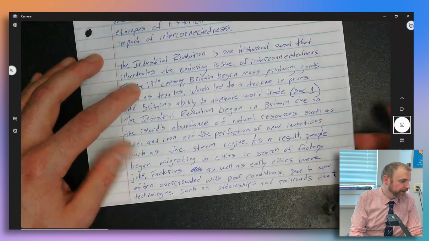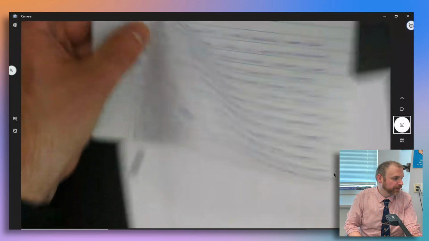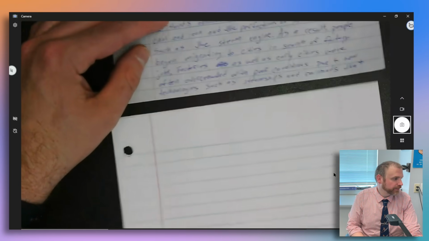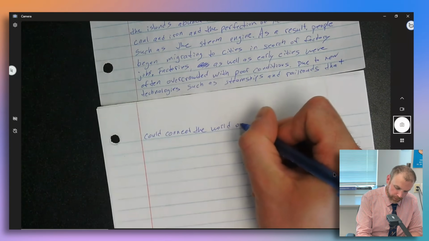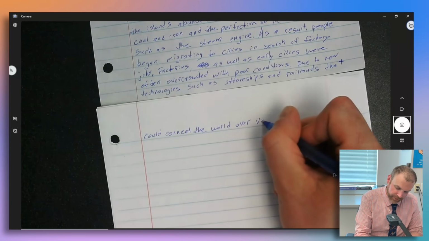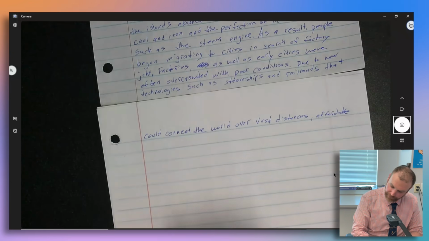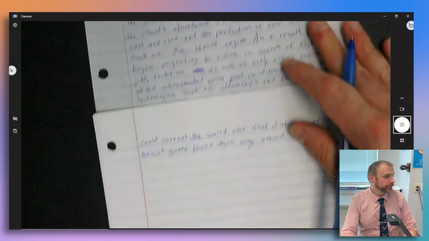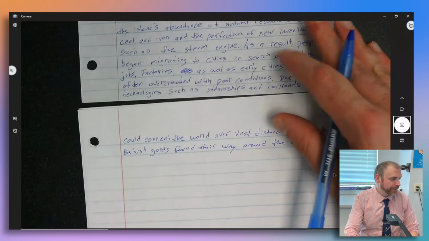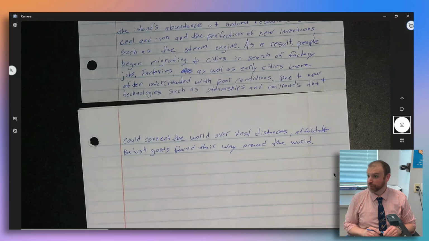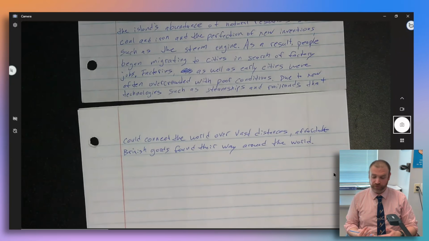Just going to have to turn the page here. I'll go back if necessary. Actually, I'll just do this. That's probably easier for you to see. Next page. That could connect the world over vast distances. Affordable British goods found their way around the world. So I gave a little summary. I gave some background information, but it's relevant background information. It's how did the Industrial Revolution start?